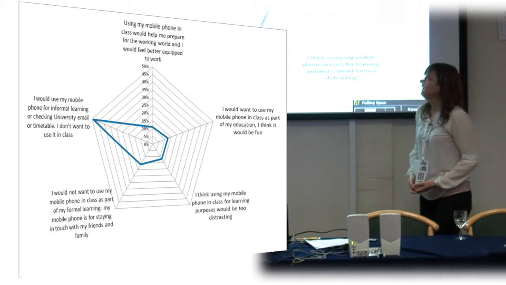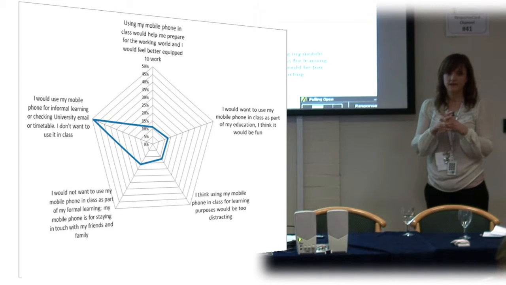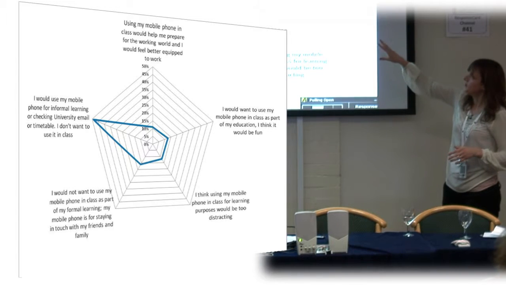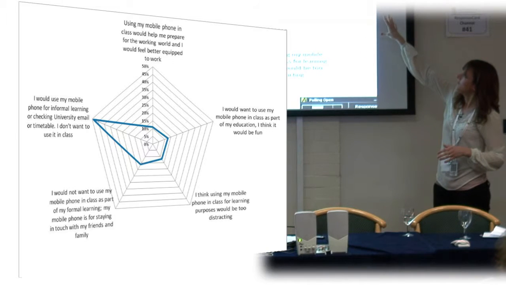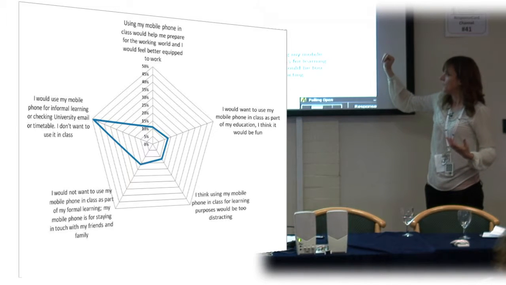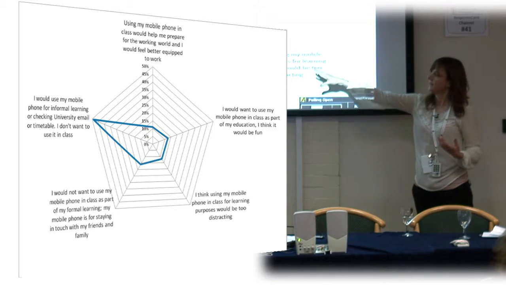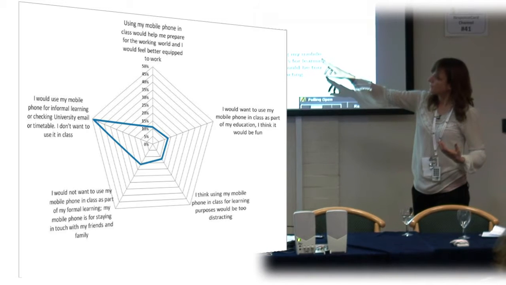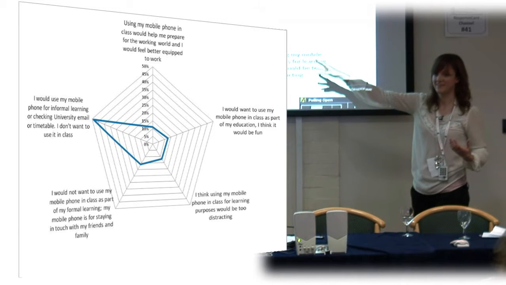And here, we asked them to settle on an opinion that they agreed with the strongest. So we asked them things like, using my mobile phone in class would help me prepare for the working world, or I want to use my mobile phone in class as part of my education because I think it would be fun. Other things like, if I use my phone in class, it would be too distracting, and so on. But most people plumped for this option, which was, I would use it for informal learning purposes only. I don't want to use it in class.